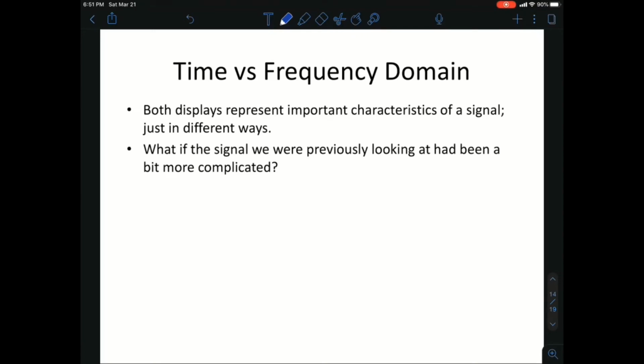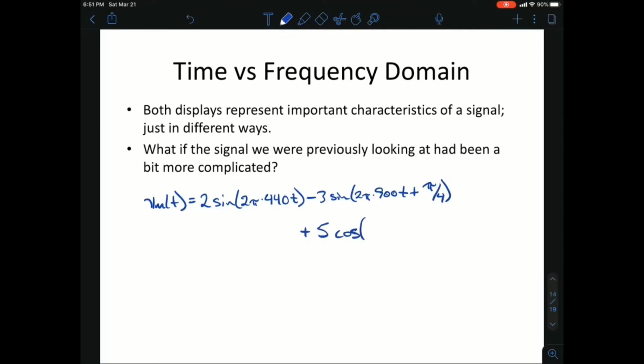Say, for example, if v sub m of t equaled 2 sine 2 pi times 440 t, minus 3 sine 2 pi times 900 t plus pi over 4 for a phase shift, and let's go ahead and add in 5 cosine times 2 pi 1100 t plus 2 pi over 7 for a phase shift for that one.